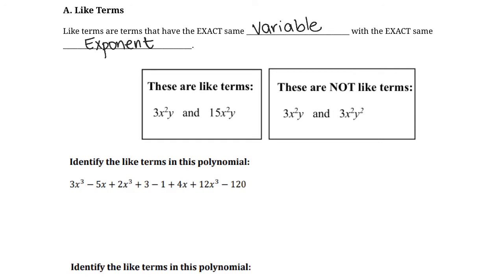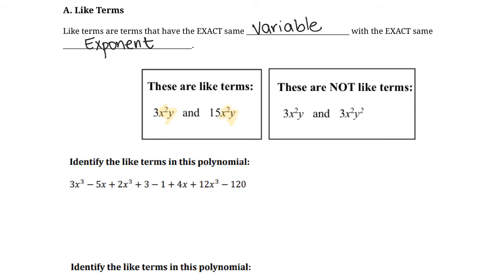But if I take a look at the variables, or the letters, and any exponents that are attached to them, both terms have an x squared y. So because they have the exact same variables and the exact same exponents attached to those variables, we can consider these like terms.